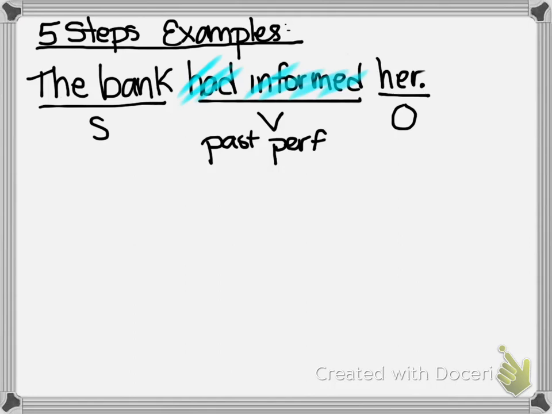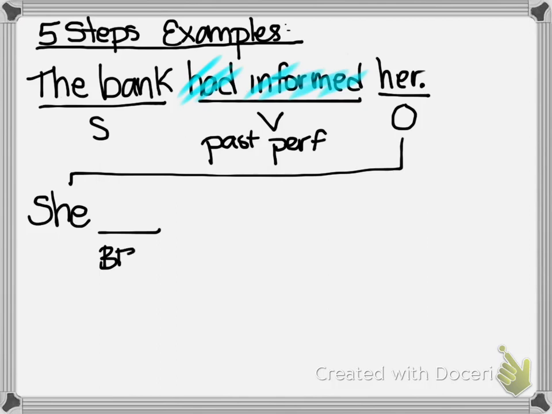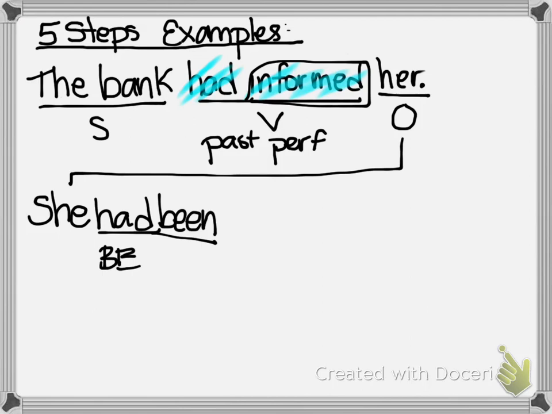Okay, so the next thing that we're supposed to do is move the object to the subject position. So the object becomes the subject, which is she. Okay, and now our verb tense is past perfect, and we are supposed to use a be verb here. So we need to change the be verb to past perfect, which is had been. Okay, and then we need to add the past participle. This is our main verb. Our main verb is going to become our past participle, and it happens to be the same.